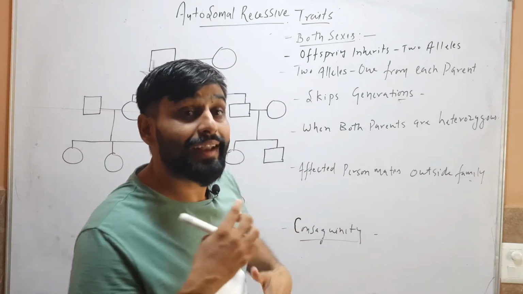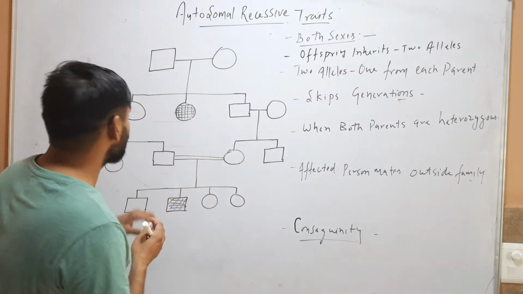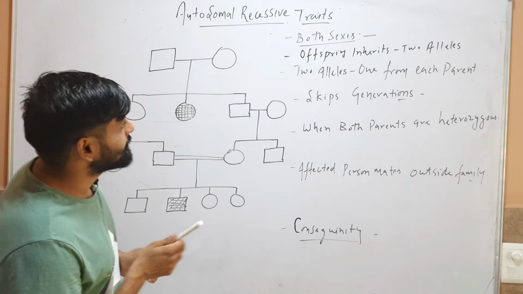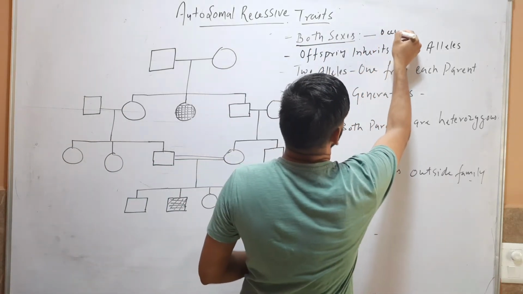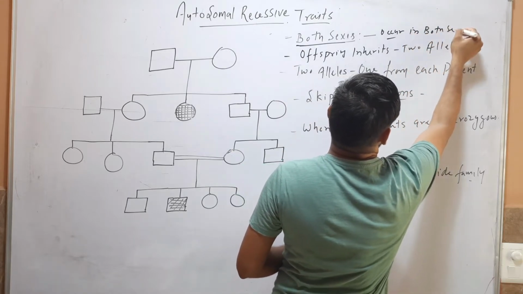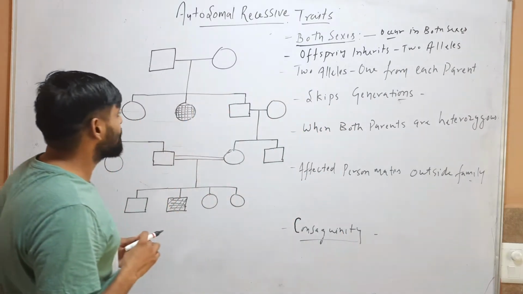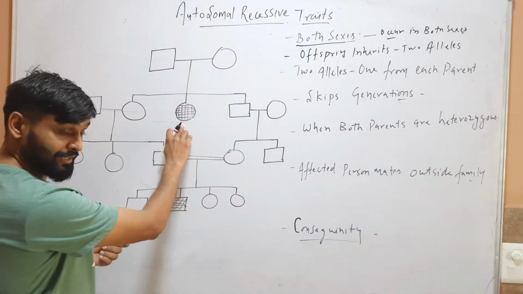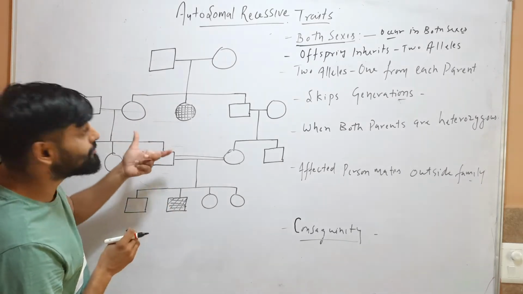So what are the characters of autosomal recessive traits? First, you can see that pedigree. Autosomal recessive trait occurs in both sexes with equal frequency. Here in that pedigree, you can see that it is a female and it is a male. So it is occurring in both sexes with equal frequency.